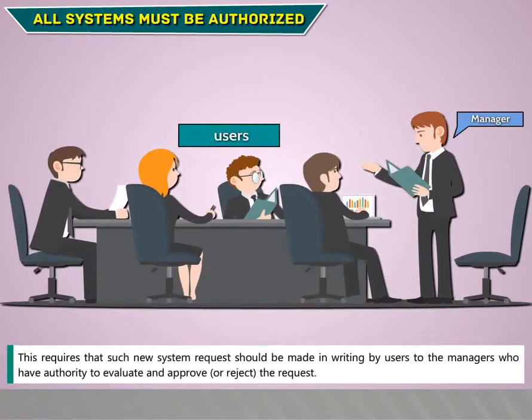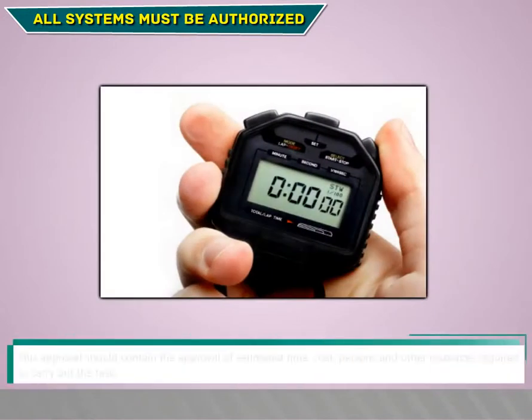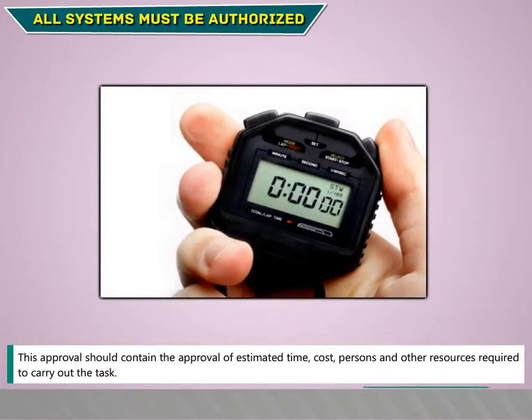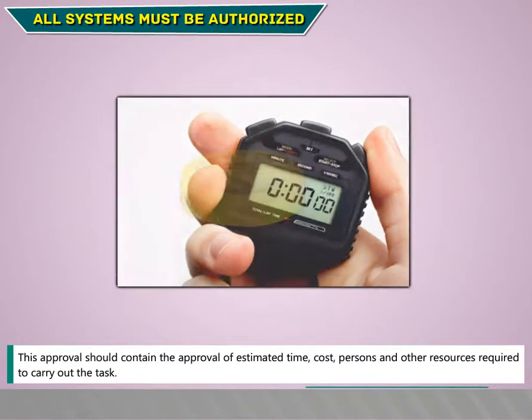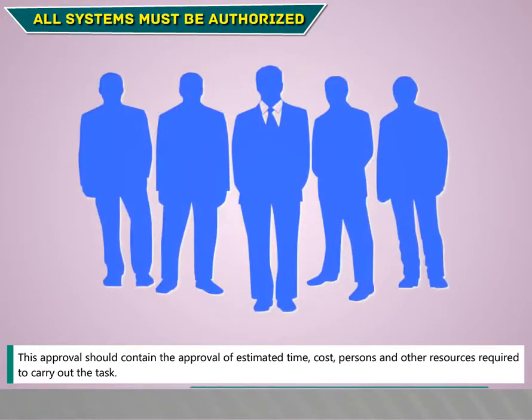This requires that such new system requests should be made in writing by users to the managers who have authority to evaluate and approve or reject a request. This approval should contain the approval of estimated time, cost, persons, and other resources required to carry out the task.